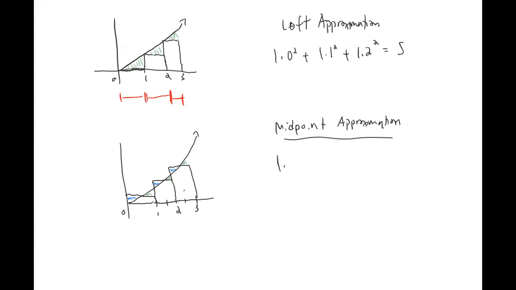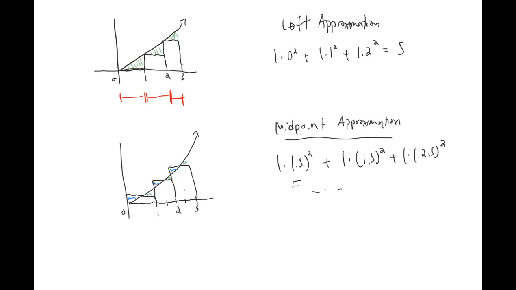The width is still 1. What's the height now? The height is at 1/2, right? So I evaluate at a half. So it's a half squared, or if people like, 0.5 squared. And then plus 1 times 1.5 squared plus 1 times 2.5 squared. For the purpose of this class, I trust you can all multiply and add. So it is whatever it is. So I'll just move on for now, because at this point it's just algebra. I don't want to waste time on algebra.